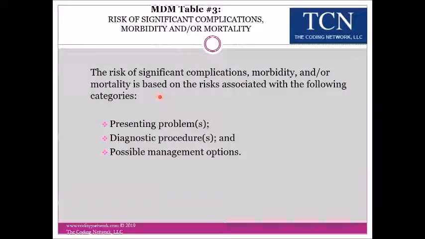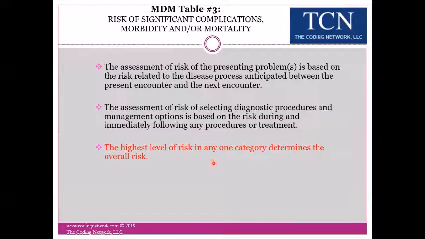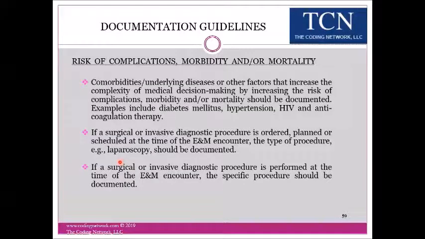And then the third medical decision-making table is the overall table of risk, where, again, it has examples of either the presenting problem or some diagnostic procedures listed or possible management options. So the highest level of risk in any one category determines the overall risk. Documenting any comorbidities is always a good idea if they're affecting your management of the patient.